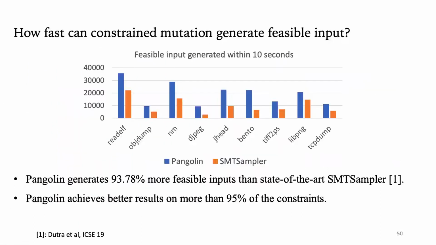For constraint mutation, we compare with the state-of-the-art SMT sampler, which samples directly from the constraint. We conducted the experiment on the same 9 projects. We record the average number of feasible inputs generated in 10 seconds for the past constraints collected in the fuzzing process. Overall, Pangolin can produce 93.78% more feasible inputs than the SMT sampler on average. We also outperform the SMT sampler on more than 95% of the individual constraints.